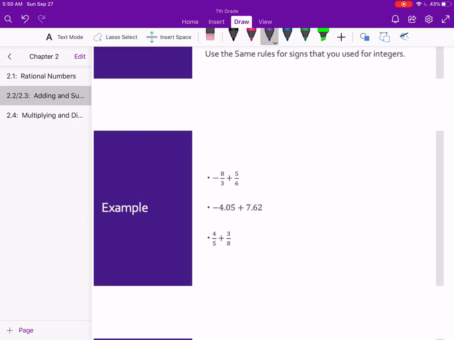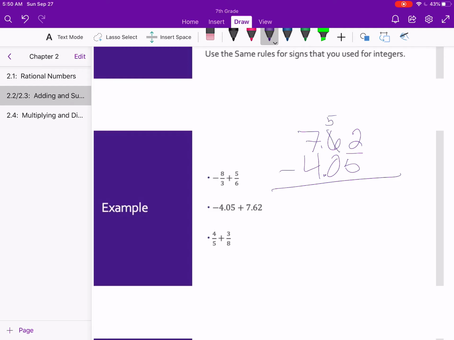Alright, the next one, -4.05 plus 7.62. Since we have different signs, we are going to do subtraction, and then we're going to take the sign of the one that is farthest from 0, which in this case is 7.62. So we're going to take 7.62 minus 4.05. Remember to line up your decimals.